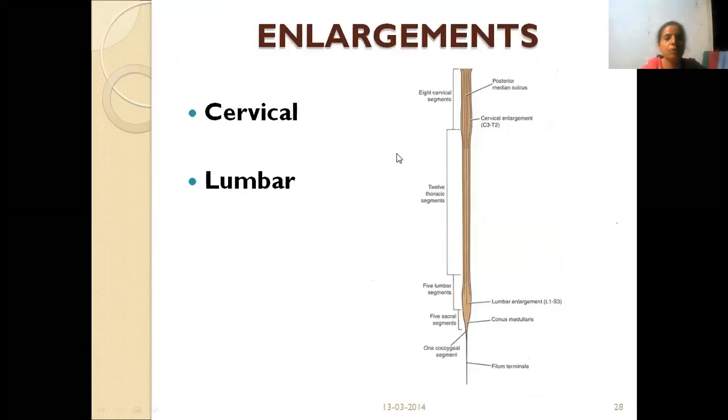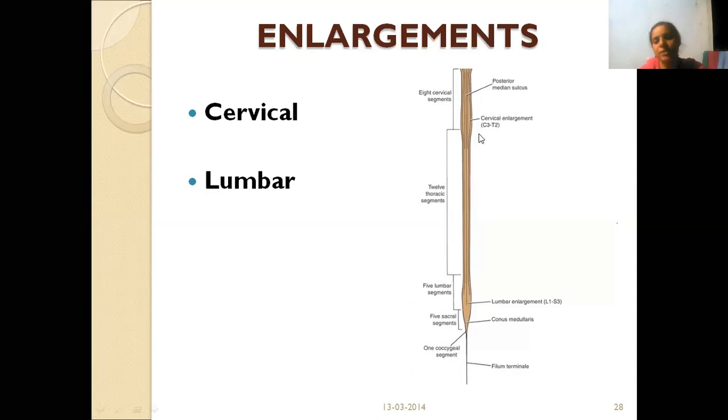Sometimes a question may come on spinal cord enlargements, like cervical enlargement and lumbar enlargement. Cervical enlargement is the enlargement you see in the neck region, extending from C3 to T2. This part of the spinal cord is enlarged so as to give origin to the brachial plexus, because the brachial plexus has to supply the upper limb.